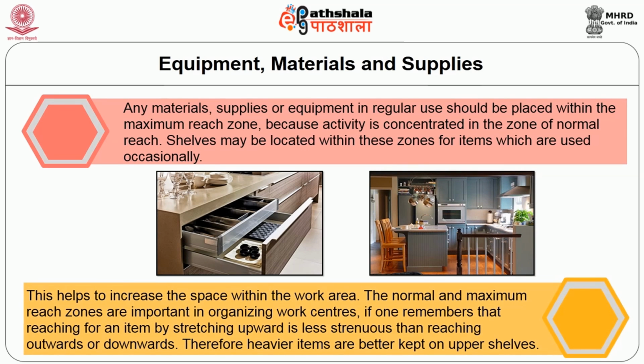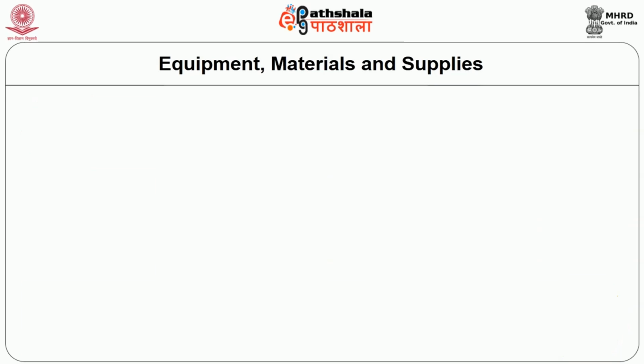The normal and maximum reach zones are important in organizing any work center if one remembers that reaching for an item by stretching upward is less strenuous than reaching outwards or downwards. Therefore, it is always to be remembered that the heavier items are better kept on the upper shelves. The energy used at work greatly depends on the following factors, mainly the location of the equipment, that is, where the equipment is placed in the work area.